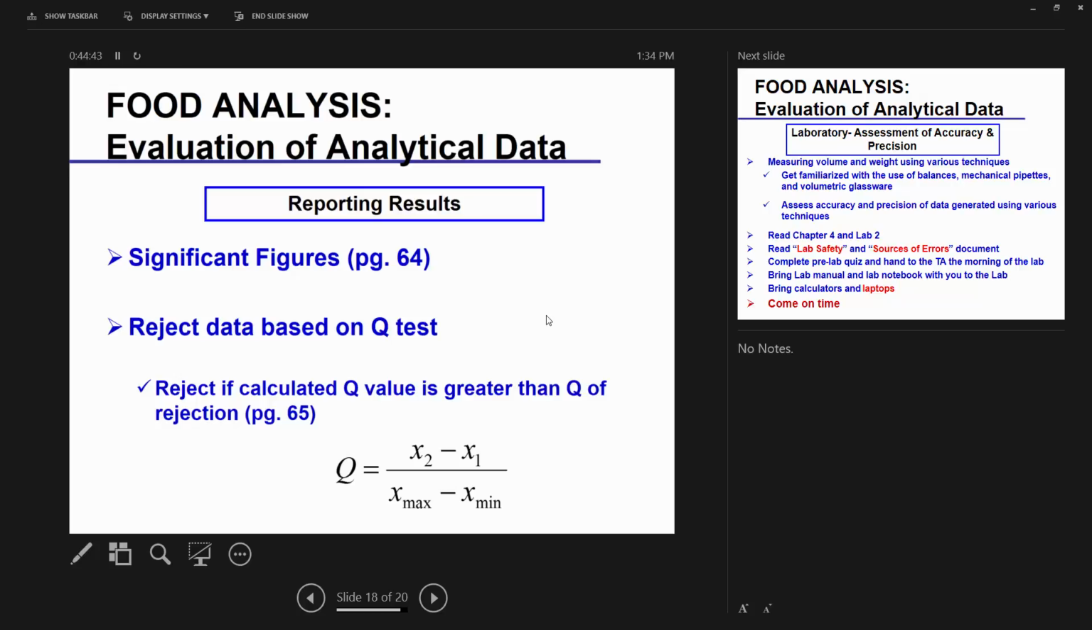Okay? So the difference of the value closest to the odd one over your range of the data. The range of the data, the difference between the maximum and the minimum, will give you a calculated Q. If the calculated Q is larger than the tabulated, then you reject that value. Now, remember this, you're going to use it in different labs.